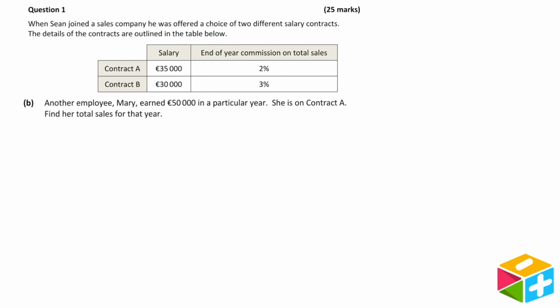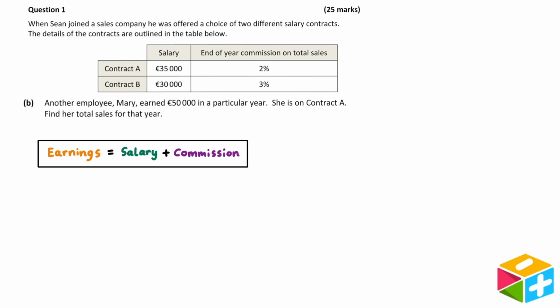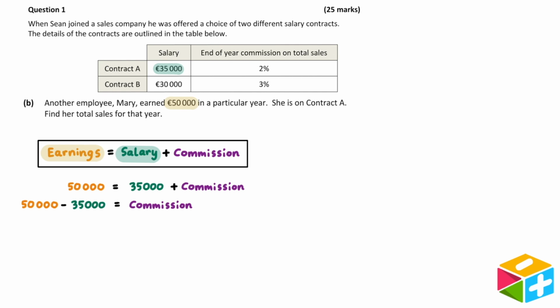The total earnings for an employee can be found by adding together their base salary to their commission. Mary has total earnings of 50,000. Since she's on Contract A, her basic salary is 35,000. Since earnings are equal to salary plus commission, we'll have 50,000 equal to 35,000 plus her commission. Subtracting 35,000 from both sides tells us that she must have made €15,000 in commissions.